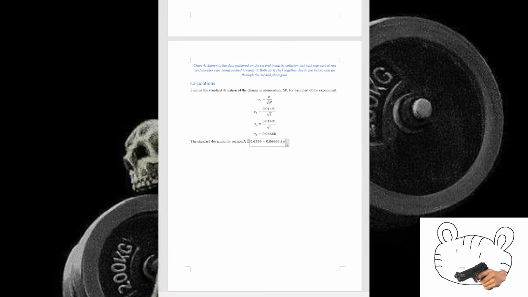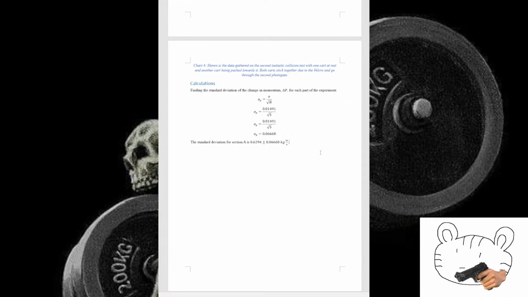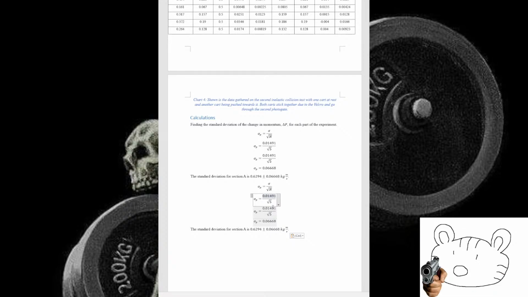Kilograms, and then space, meters, meters per second. There we go. And now we can copy and paste all this. Do the exact same thing, but with different values.